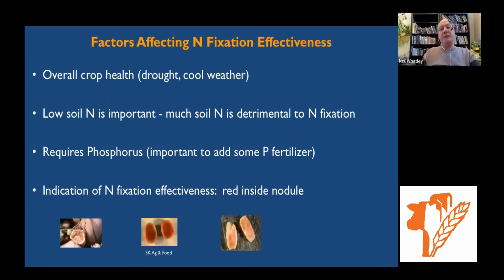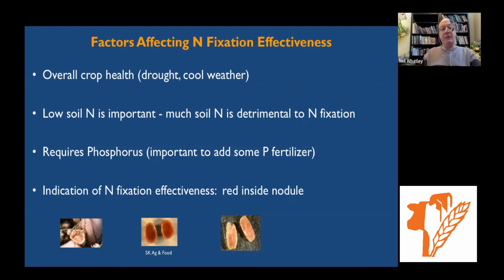Factors that affect nitrogen fixation effectiveness: overall crop health, drought or cold weather, and a poor root system. Low soil nitrogen is also important. If you have too much nitrogen in the soil, the nitrogen fixation system won't work. The rhizobia get a little bit lazy if there's already nitrogen there.